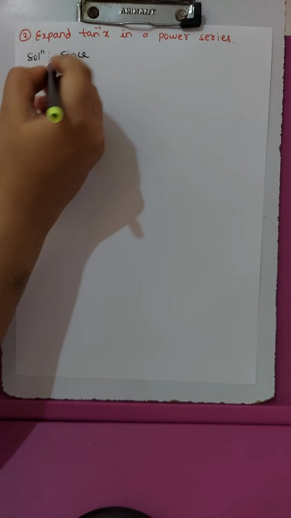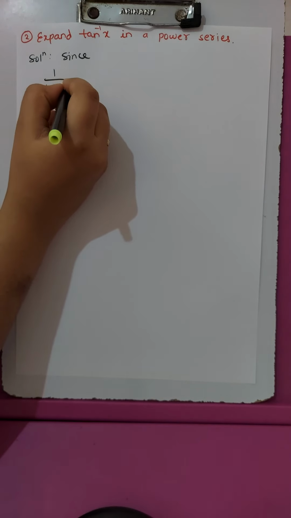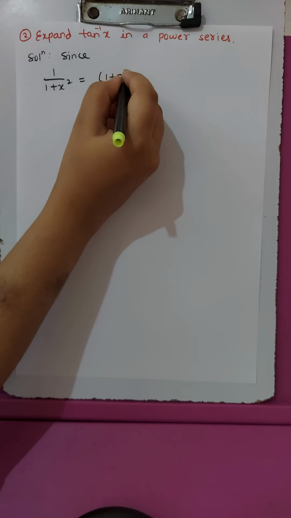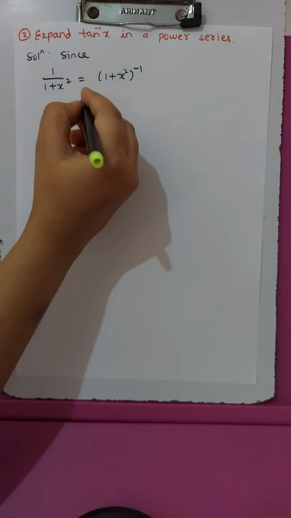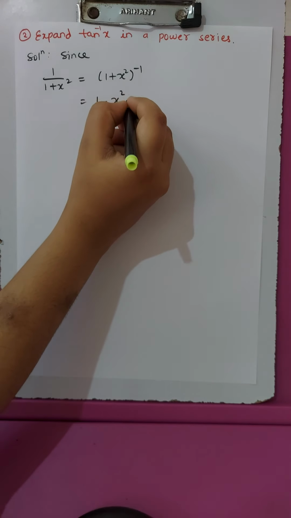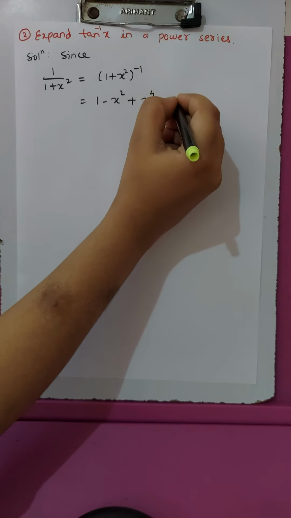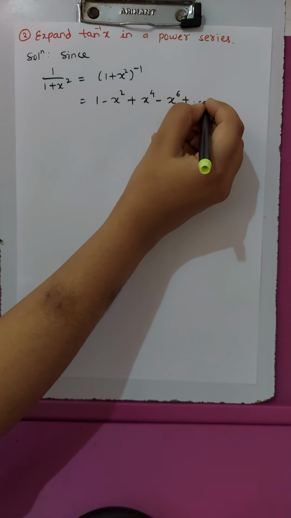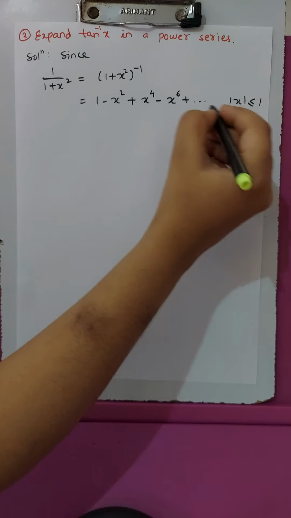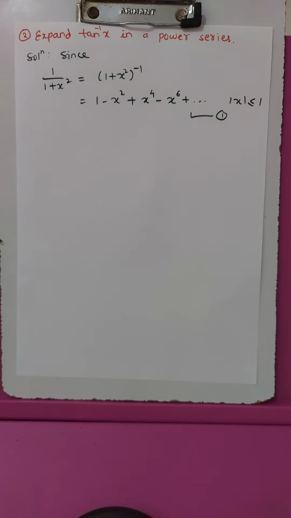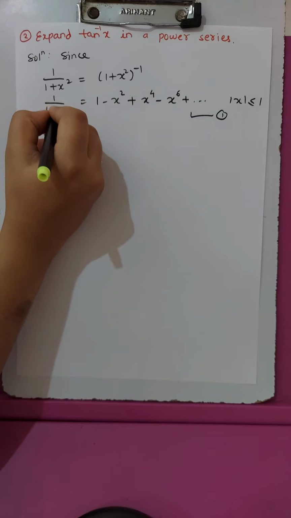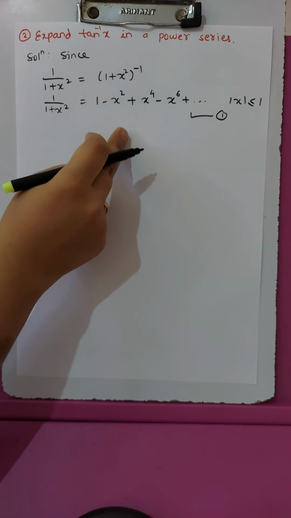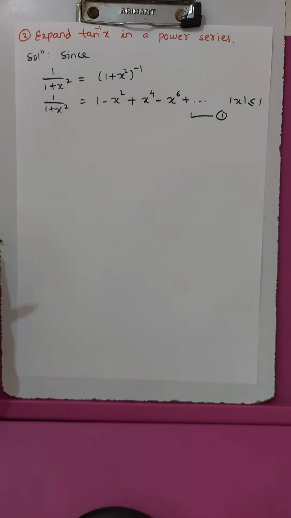Now the second example is: expand tan inverse of x in a power series. Solution: since we know that 1 upon 1 plus x square is equal to 1 plus x square to the power minus 1, and the expansion of this can be written as 1 minus x square plus x to the power 4 minus x to the power 6 plus, and so on, for mod x less than 1. So let it be number 1. Therefore 1 upon 1 plus x square is equal to 1 minus x square plus x to the power 4 minus x to the power 6 plus, and so on.